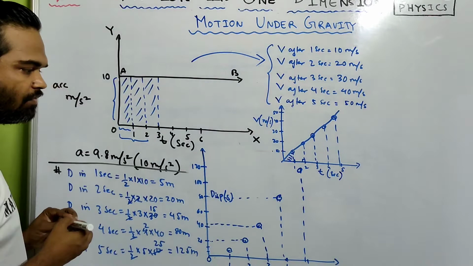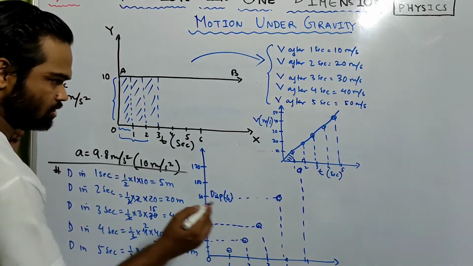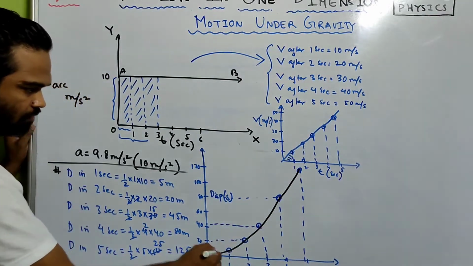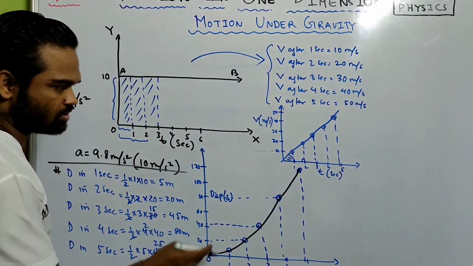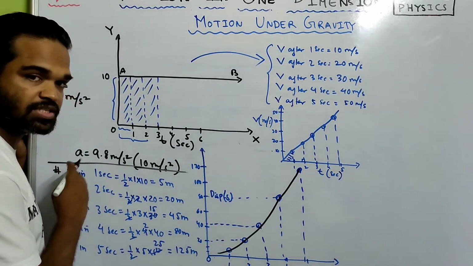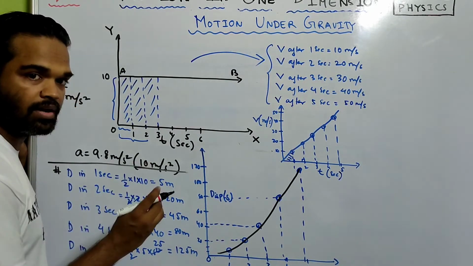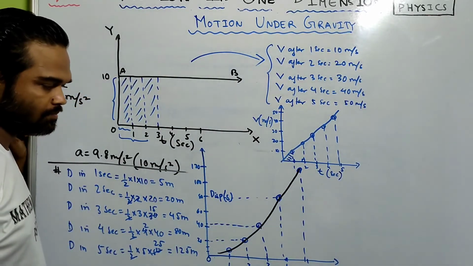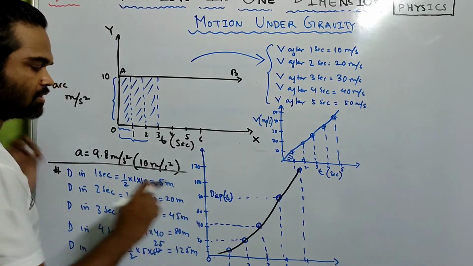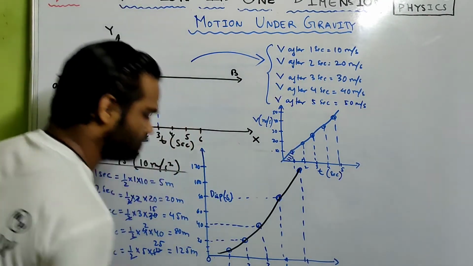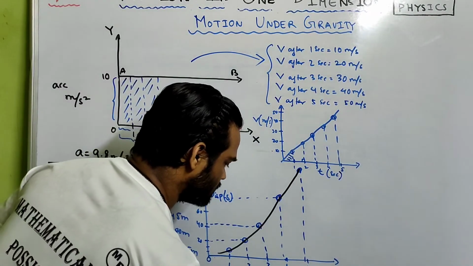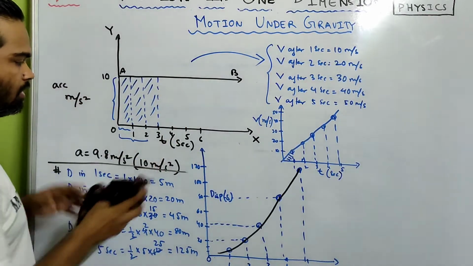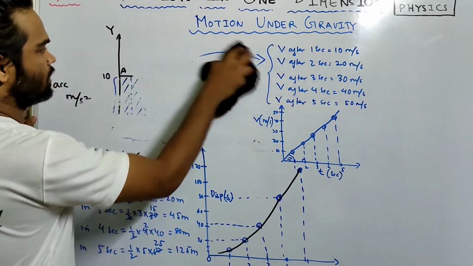Somewhere over here. Now if you join the line, just look over here. If I'm joining the line, I'm getting a curve. So this represents the displacement-time graph for a body falling freely under gravity. It's a curved line. Now a very interesting thing we notice from here. This was your time in seconds, and this was your displacement in meters. I'll rub this part, okay? Now look carefully.